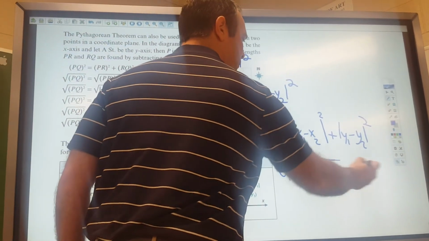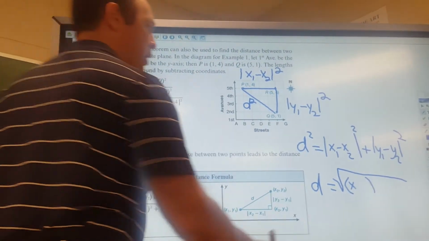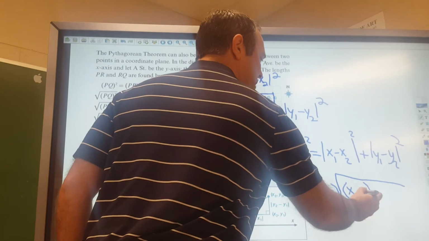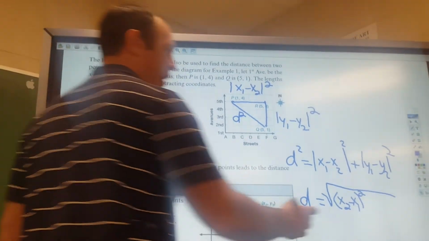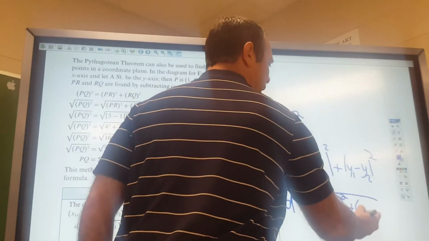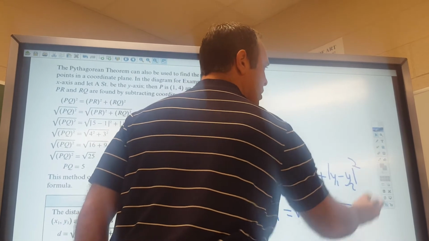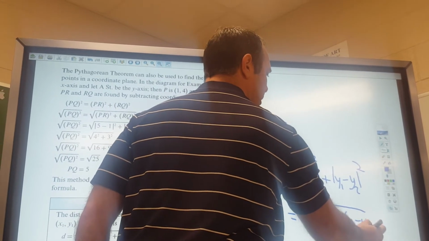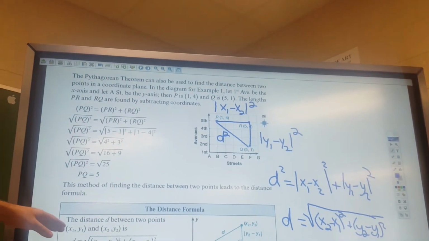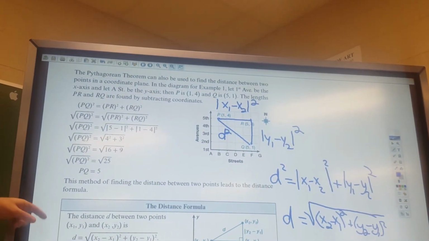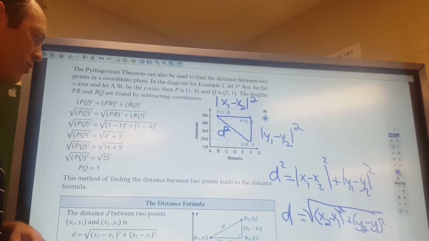So to simplify the formula, we put it in parentheses. And I'm going to switch it around. Like slope, they start with x2, so I'm going to do the same, although the order doesn't really matter. Plus y2 minus y1 squared. So there you have the distance formula. You see it right here. I'd write that down. The distance formula is equal to the square root of x2 minus x1 squared plus y2 minus y1 squared.